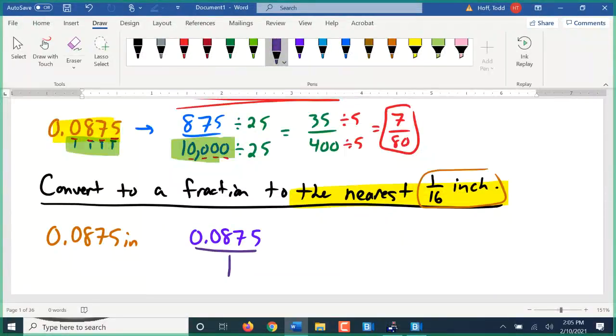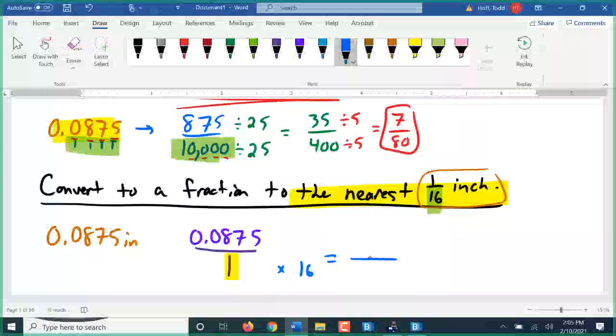Notice the decimal is still in there. The decimal has not been removed. Now, currently, we have a fraction with a denominator of 1. We want a fraction with a denominator of 16. Turn that into a 16. Well, to change the denominator of a fraction, we multiply. 1 times 16 gives us 16.